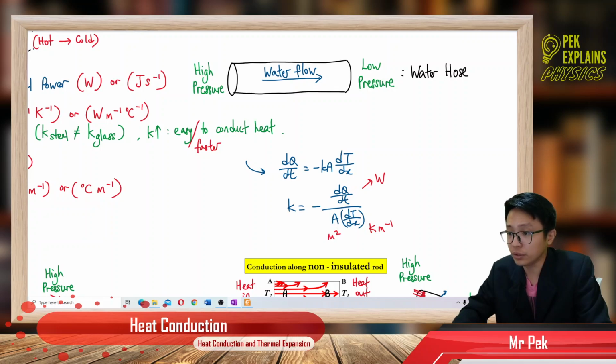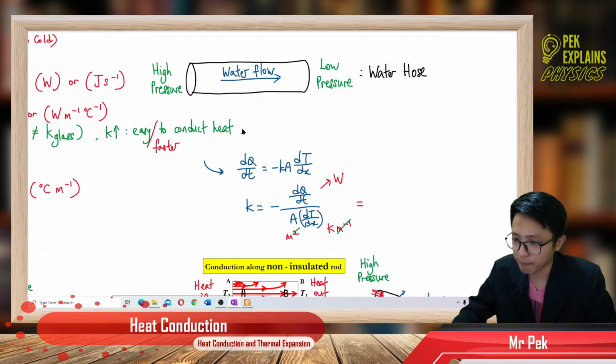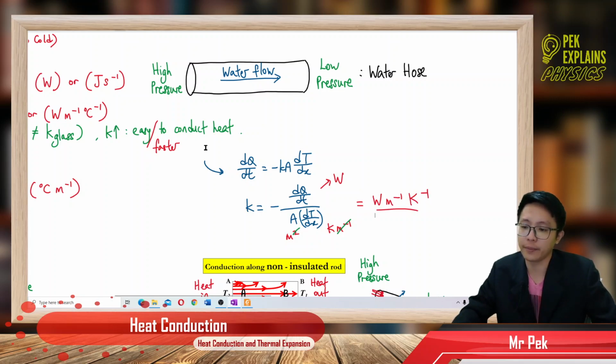So you cancel out the meter square with per meter. Finally, you will get what unit? You will get watt per meter per Kelvin. That's how you get the unit for K, the thermal conductivity.